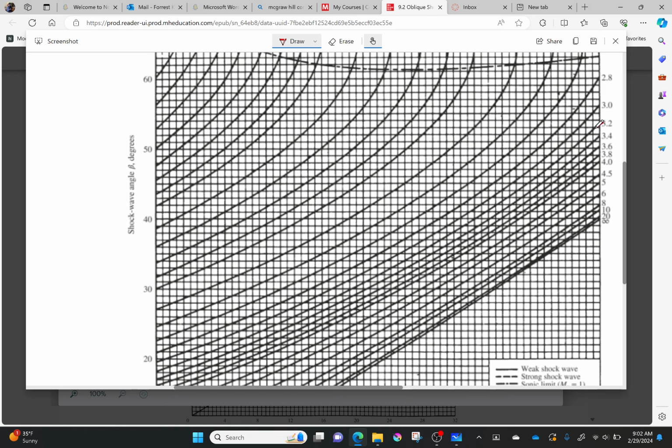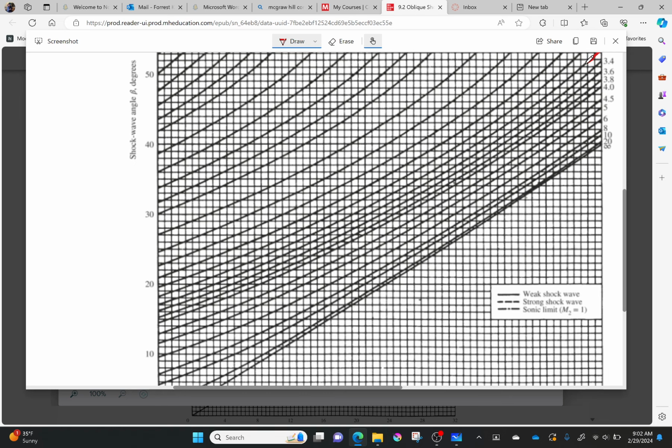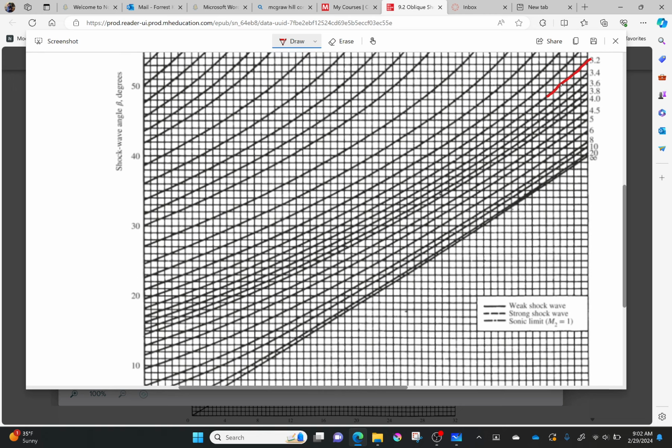So right here, this line, that is 3.2. And so I'm going to make it easy for myself, and I'm going to color that guy red. I've got a pen. There we go. If you don't have a pen, maybe get a projector slide kind of thing, and you can use that to trace it.